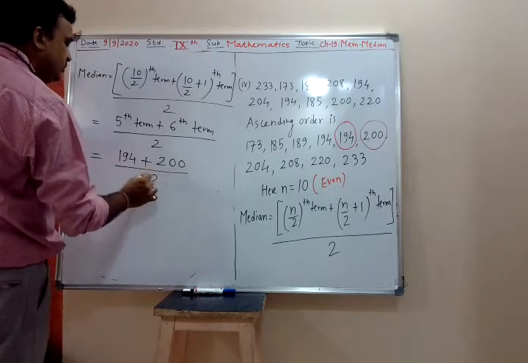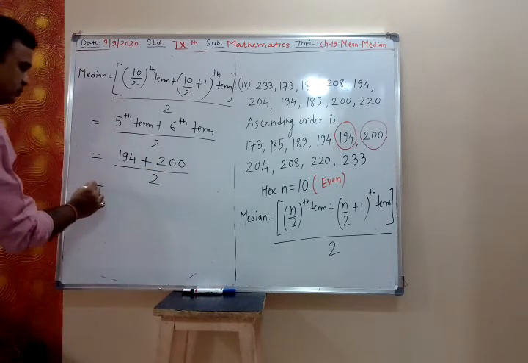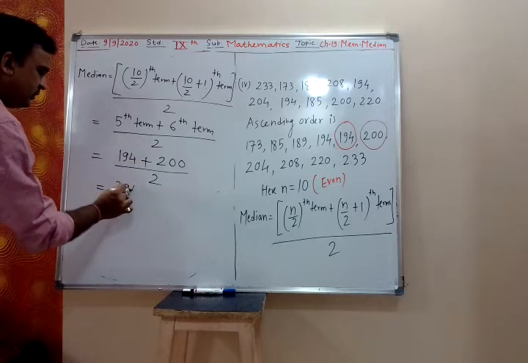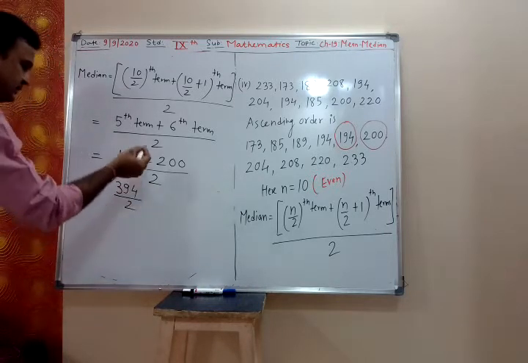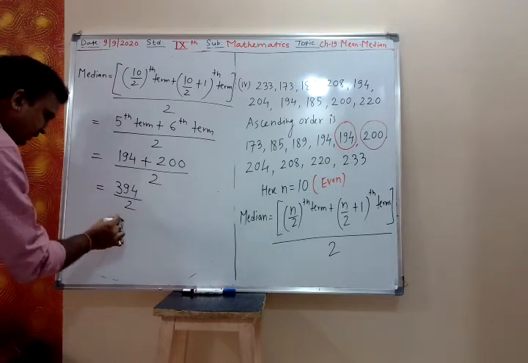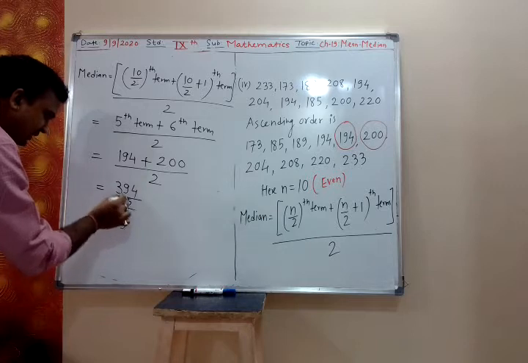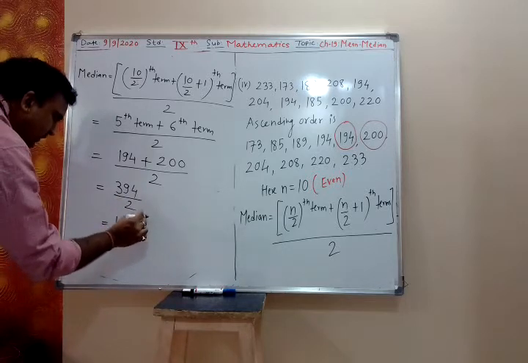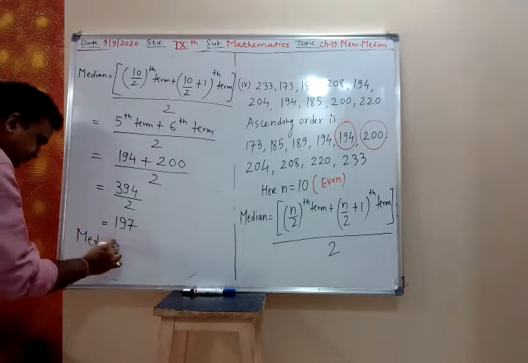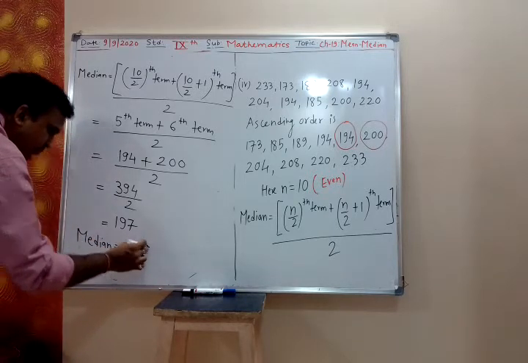Divide their total by 2. So 194 plus 200, that is 394. 394 divided by 2. Yes, simplify. 2 ones are 2, then 2 nines are 18, 2 sevens are 14. 197. So median is 197. Median is 197.